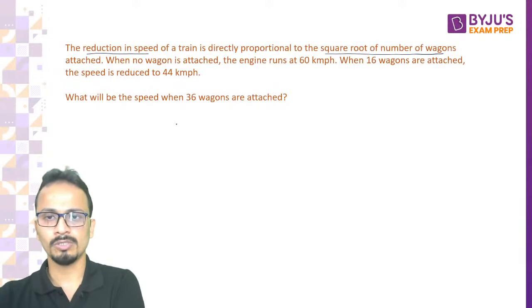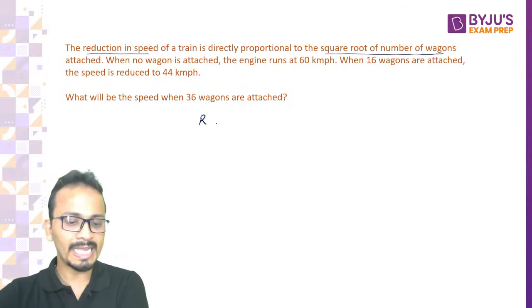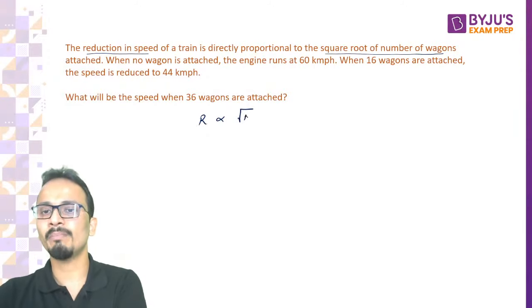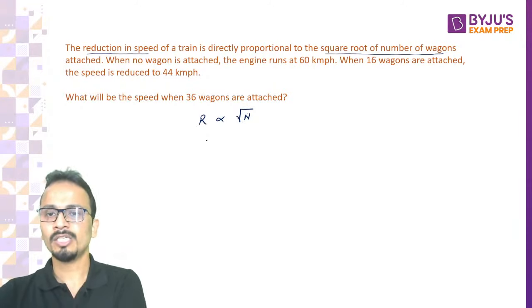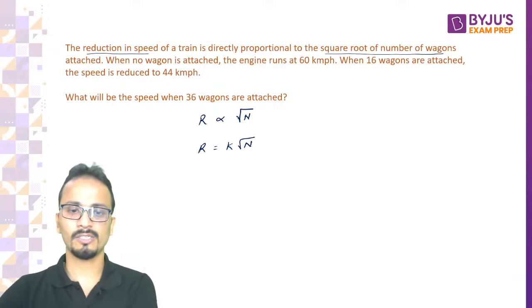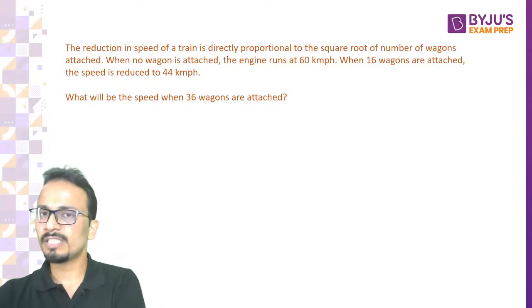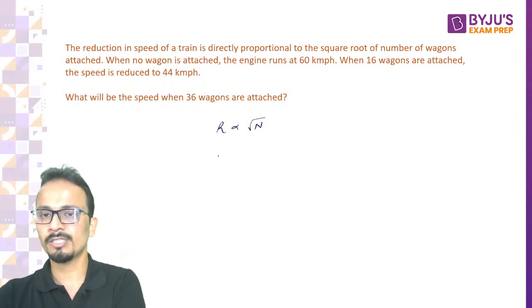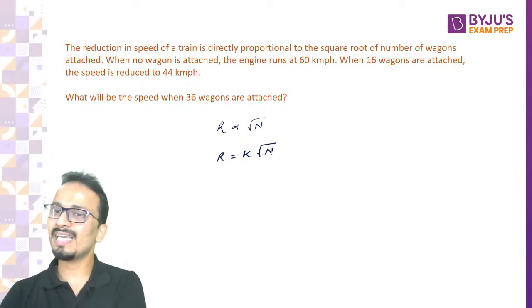The statement says that reduction in speed, I'm taking it as R, is directly proportional to the square root of the number of wagons attached. So removing the sign of proportionality, I can say that reduction in speed will be equal to K times under root N. This is given to us. I'll explain it again. The reduction in speed, which I have taken as R, is directly proportional to the square root of the number of wagons attached. N is the number of wagons. So R will be equal to K times under root of N, where K is the constant.